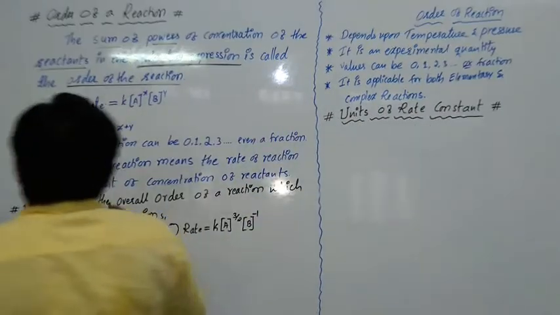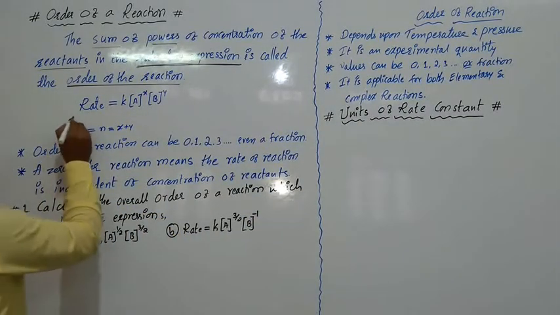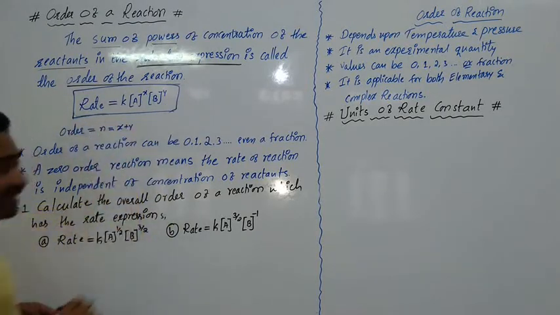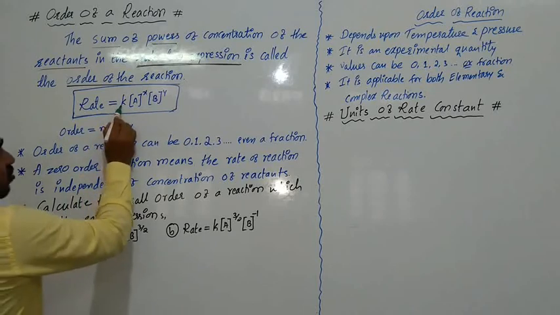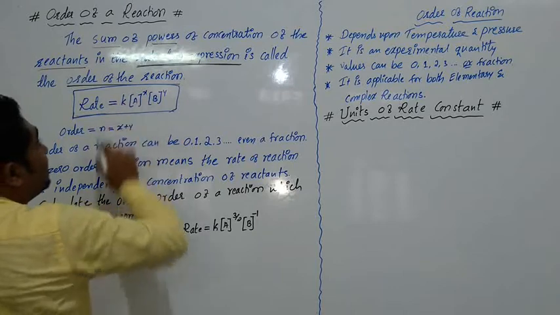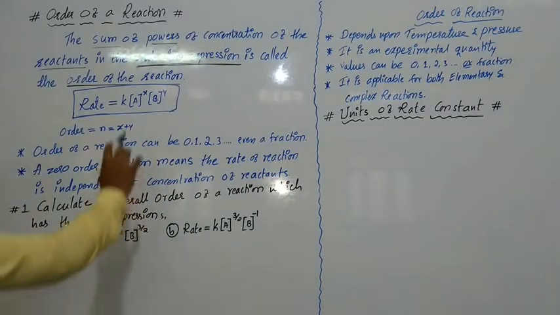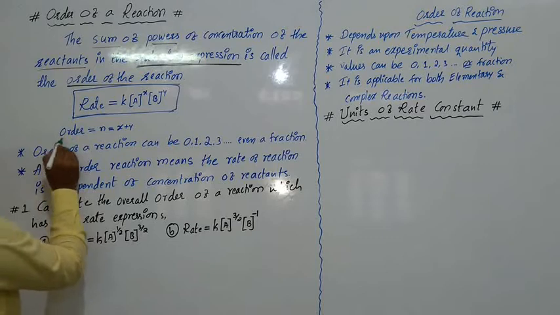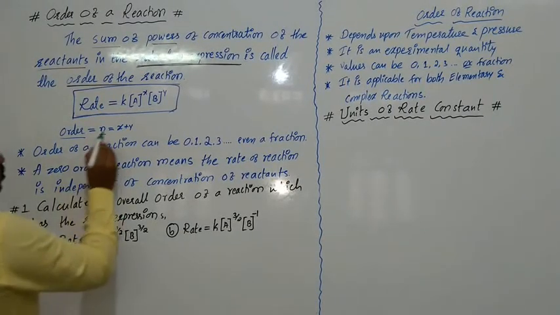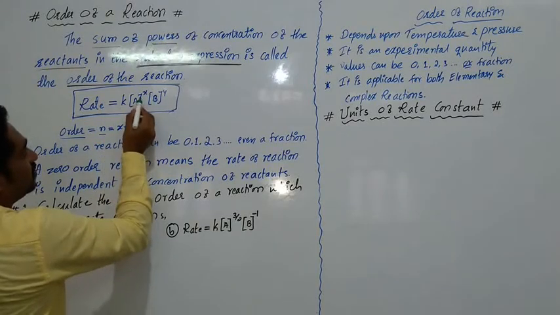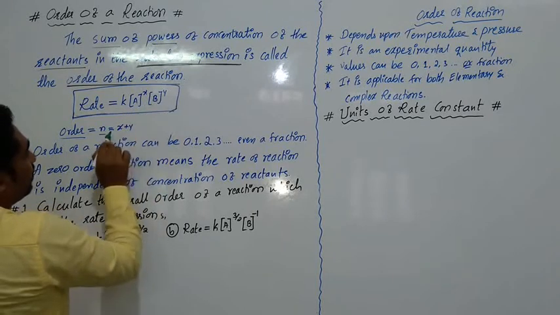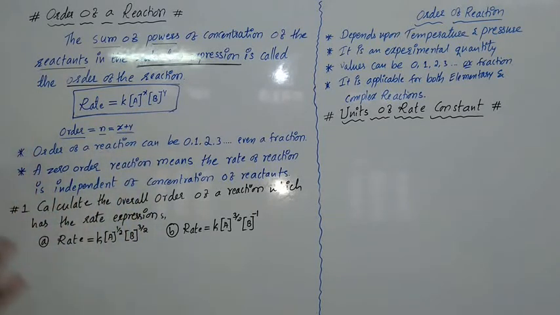For example, I have written rate is equals to, this is the rate law expression for a particular reaction. Rate is equals to rate constant into concentration of A raised to X and concentration of B raised to Y. This is called as rate law. Here the order of this reaction is equals to what? Order of reaction is equals to n. Generally it is denoted by n. n is equals to what? It is the sum of the powers, the concentration of reactant A raised to X plus B raised to Y. The sum of the powers is called as order of a reaction.